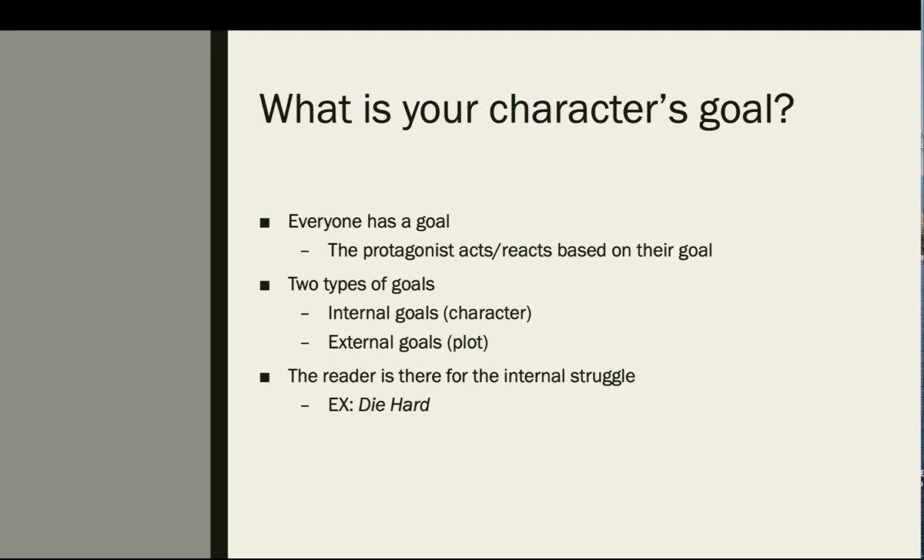Everyone has a goal. The protagonist acts and reacts to the plot based on his or her goal. There are two types of goals, internal goals and external goals. The internal goals tend to originate out of the character, and external goals frequently come from the plot. That isn't to say they're always that way, but that tends to be the norm. Often the thing keeping us from our external goal is our internal struggle. There's an emotional cost for achieving a goal. The reader is there for the internal struggle, even if it's an action thriller. It's the conflict with the internal that keeps the reader on edge.